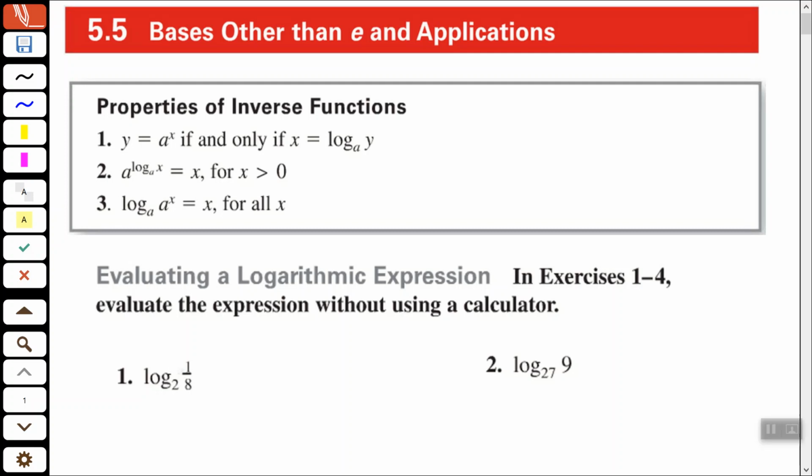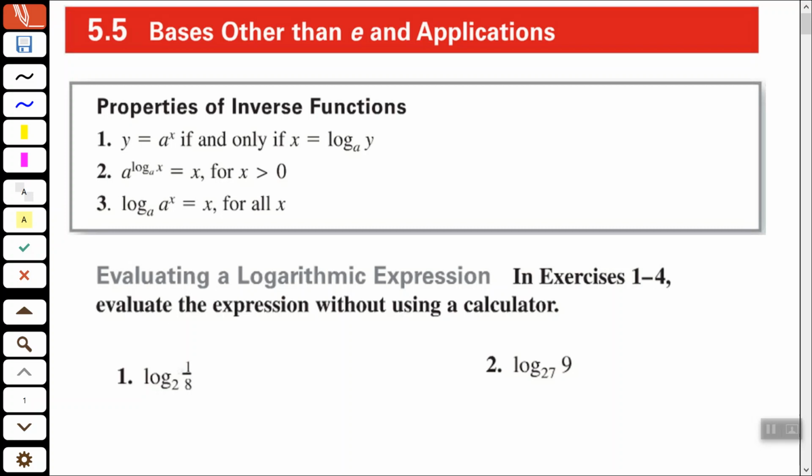In this video, we're going to look at bases other than e in applications. So, the properties of inverse functions. Property 1: y equals a to the power of x if and only if x equals log base a of y.